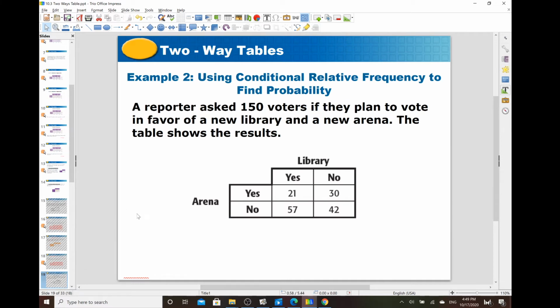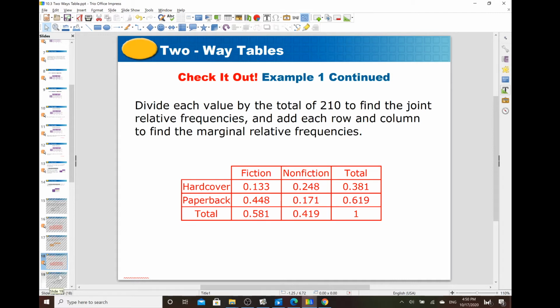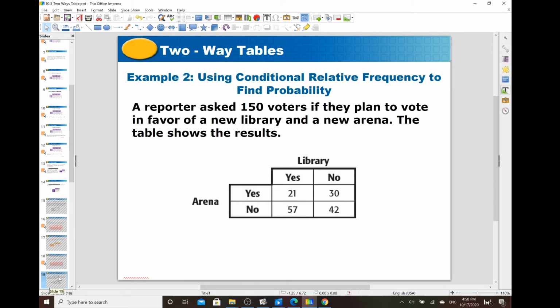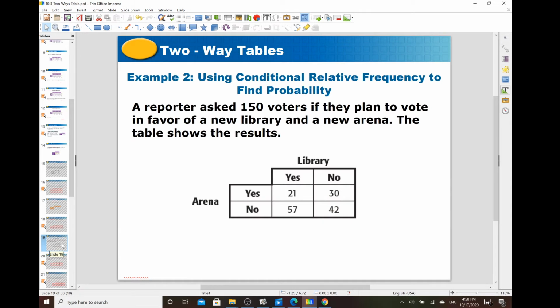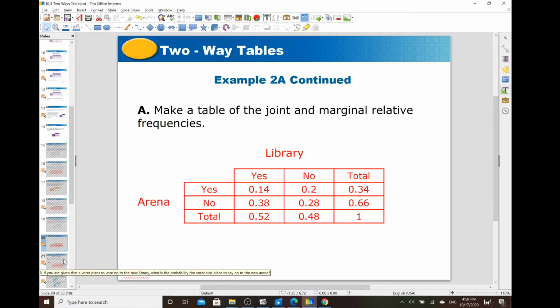Now, using conditional relative frequency to find probability. A reporter asks 150 voters if they plan to vote in favor of a new library and a new arena, and the table shows the result. First thing you want to do is convert that to the frequency table. Divide by the total, which is 150 voters, for yes and no for the library and the new arena. And here's what we found.